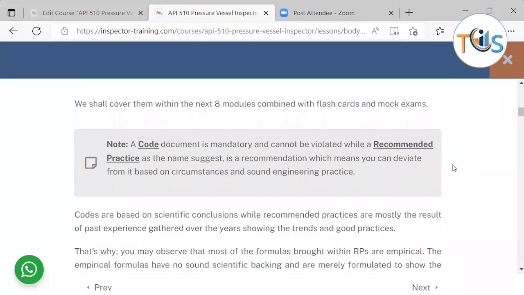So let's first pick up what is a code and what is a recommended practice. So as you know, code is mandatory, cannot be violated, otherwise you're having trouble certifying the vessel to the jurisdictional requirements or according to the law, if API 510 is applicable or ASME section 8 is applicable. Now, recommended practice is actually just a combination of experience and good engineering practices, good fabrication practices, and is a recommendation. So if you deviate from this, it's just advisory. It's not violating the code if you do that. So you're allowed to, if you have a sound engineering reason, you can always deviate from the recommended practice.